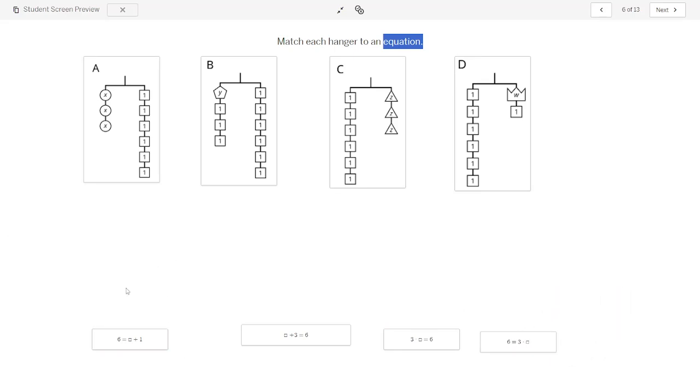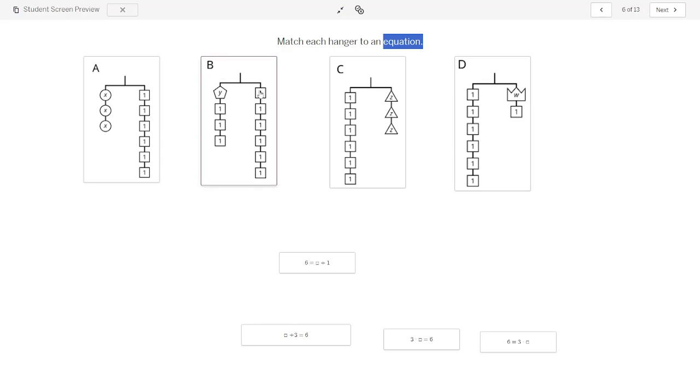So let's start out by looking at an equation and seeing if we can find a hanger that goes with it. Let's look at the equation 6 equals some unknown number plus 1. See if there's a diagram here that looks like 6 on one side equal to some unknown number plus 1 on the other side. Diagram A does have 6 on one side, but the other side just has 3 unknowns. So that's not going to be the one we're looking for.